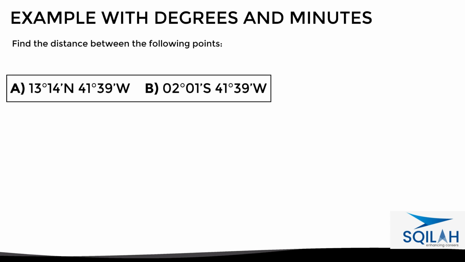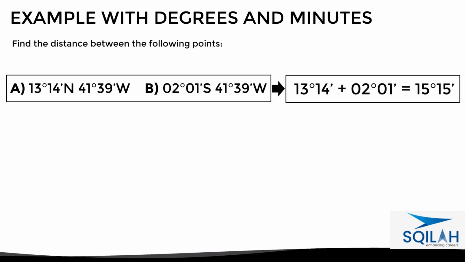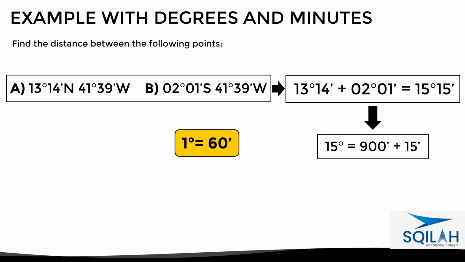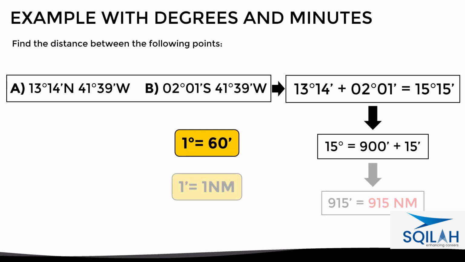Let's now look at another example, but using degrees and minutes. In this case, both points are on the same meridian, which is 41 degrees and 39 minutes west. To obtain the difference in latitude, we just have to add them, which results in 15 degrees and 15 minutes. This way, if we convert 15 degrees to minutes, we obtain 900 minutes plus the remaining 15 minutes, which means that the distance between both points is 915 nautical miles.